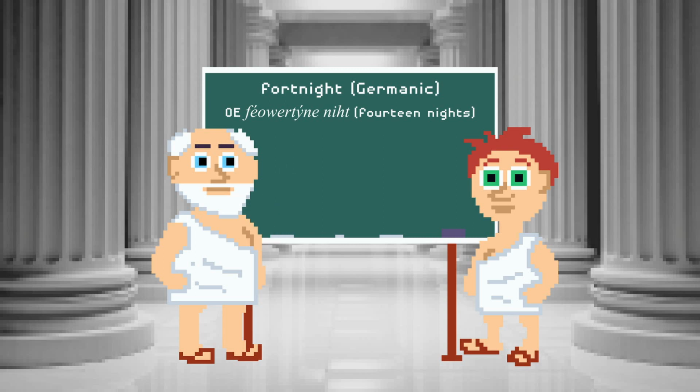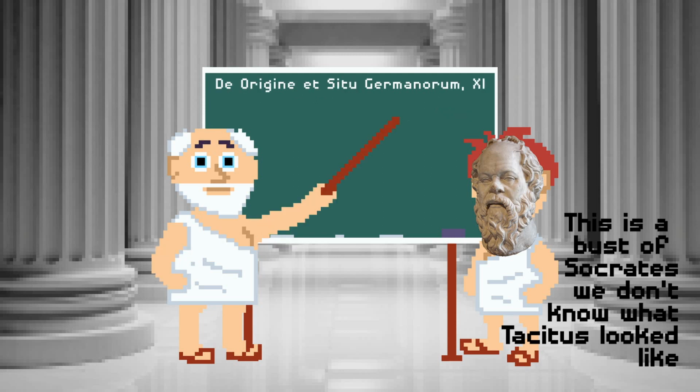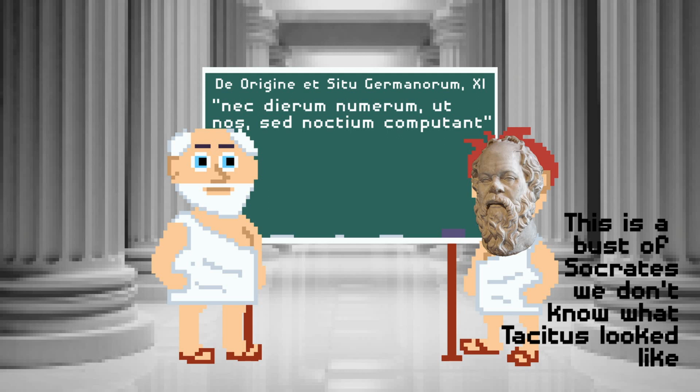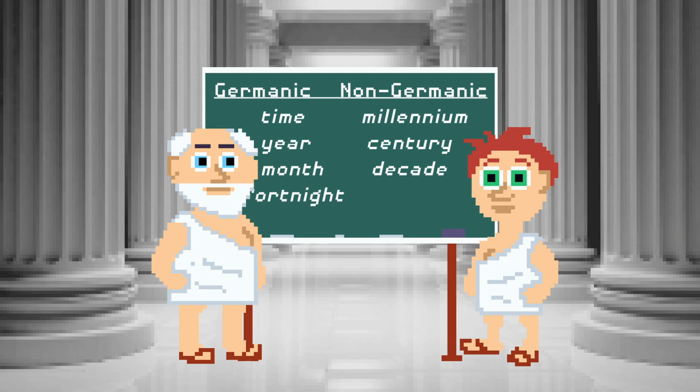The ancient Roman historian Tacitus wrote extensively about various Germanic tribes, and in chapter 11 of his work, he notes that they, quote, "nec dierum numerum ut nos sed noctium computant," and they don't count the number of days, as we do, the Romans, but nights. To them, Tacitus says, "nox ducere diem videtur," that is, day follows night rather than the other way around. 4-3 Old Germans leading Old Mediterraneans.